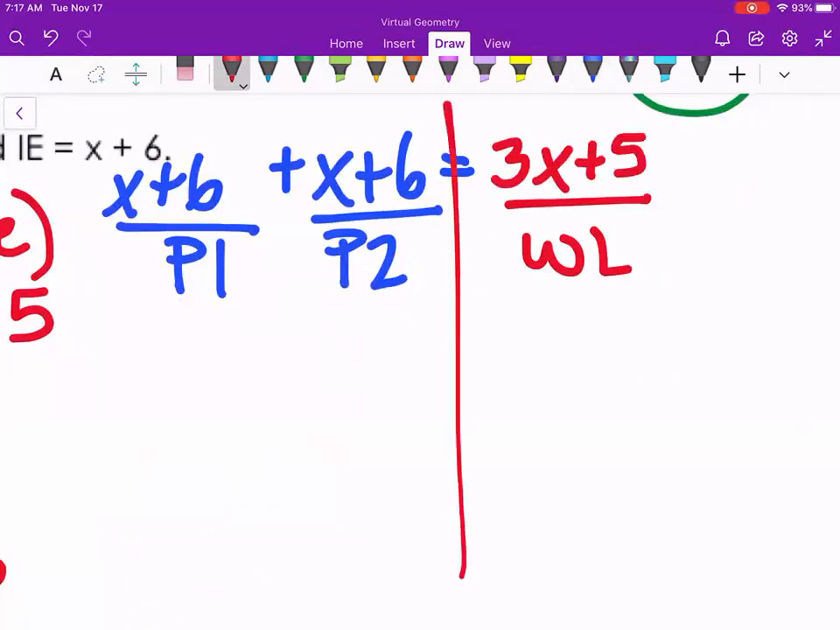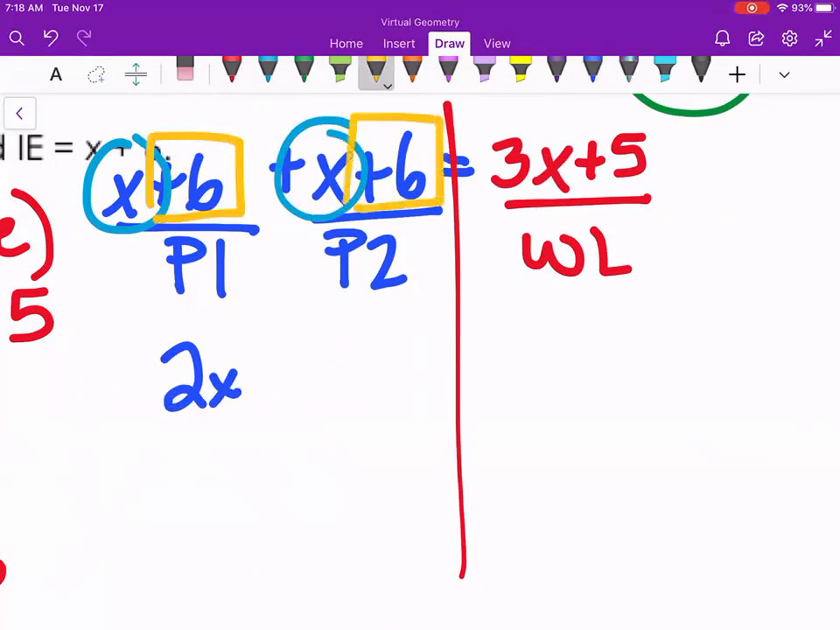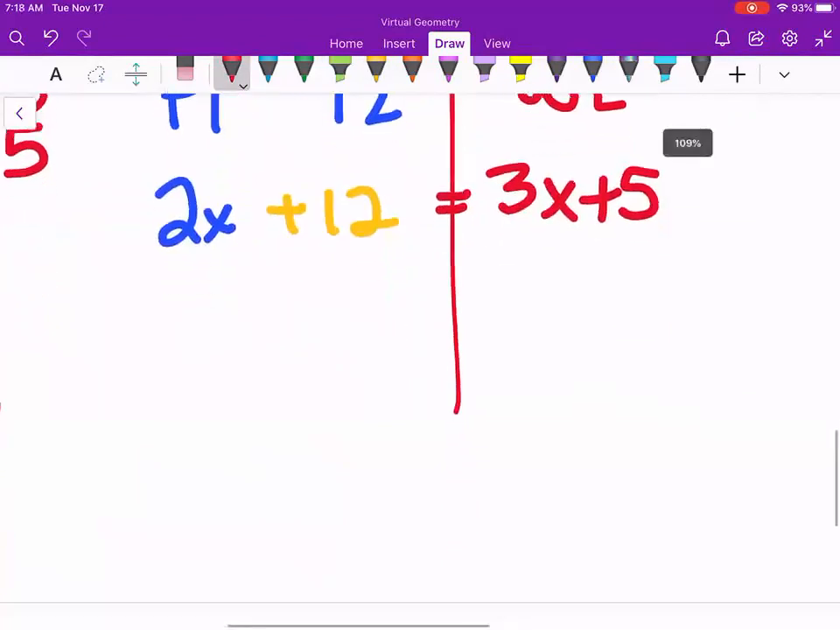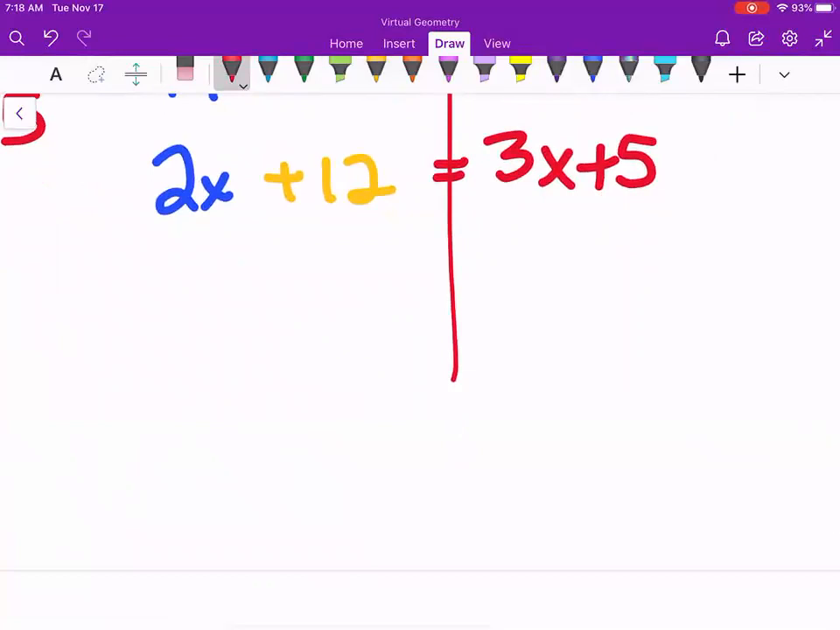Okay, and let's solve this. So first things first, combine your like terms. So we've got an x and an x. That gives us 2 x's. And then I've got a plus 6 and a plus 6. So plus 12 is equal to 3x plus 5. And now we've got our simplified equation here. Let's solve this out, because again, all we need to know is what is x.